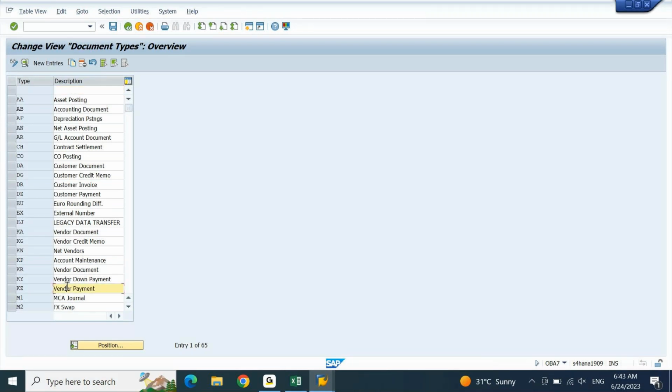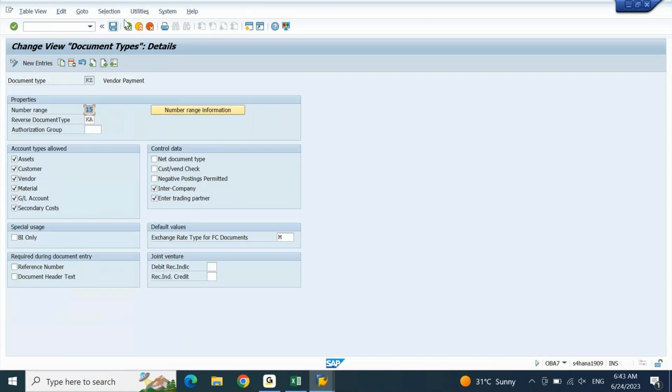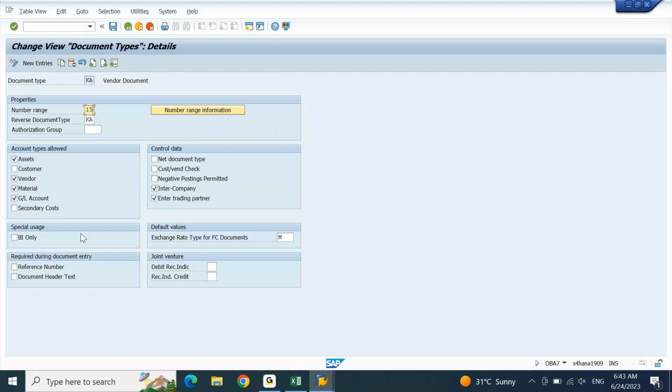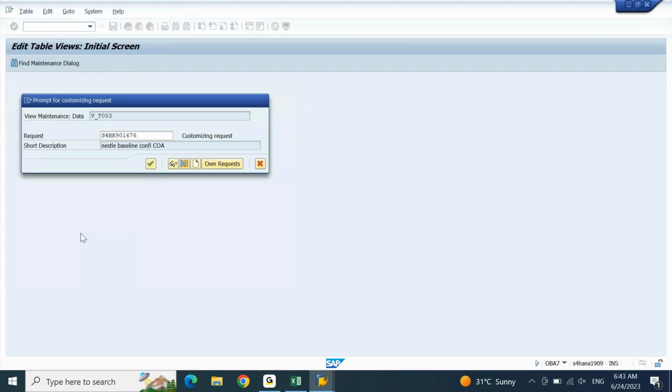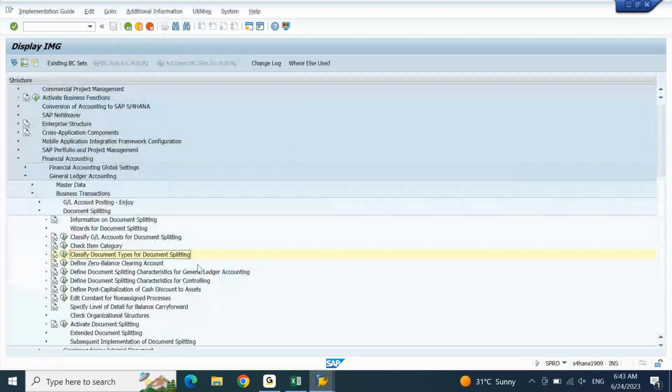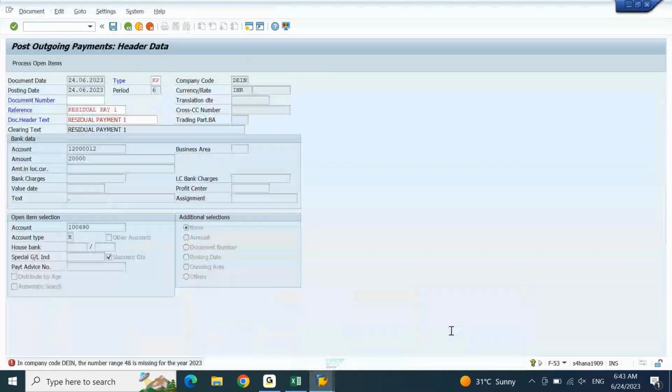KZ, we are using number range 15. I'll go to KA. Here also I'll update number range to 15, so that I don't want to create number range 17 now. I don't want to get that error message. But this is not allowed in your real environment. I'm just doing it for practice purpose.